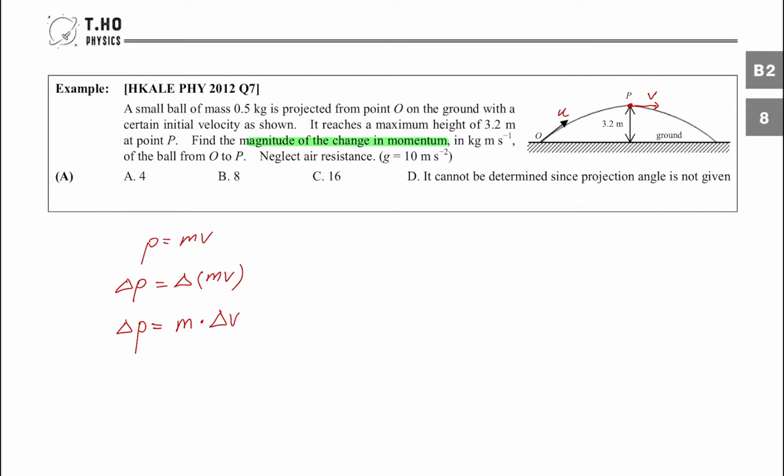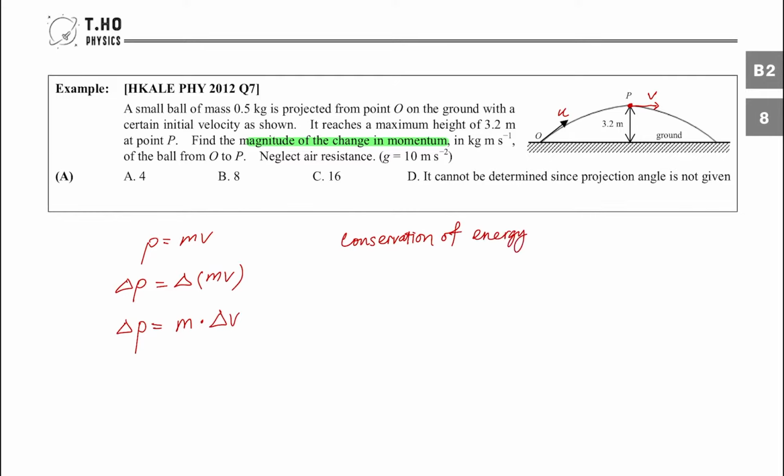However, in this question, we do not have much information. For example, we do not know the initial velocity, we do not know the final velocity, we do not know the distance between the projection point and the landing point, and we also don't know the projection angle. So in this case, we have to consider conservation of energy. Conservation of energy still holds because there is no work done in the situation. So let's consider the conservation of energy.